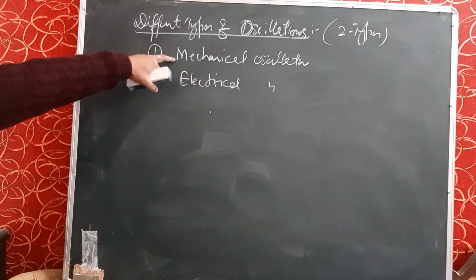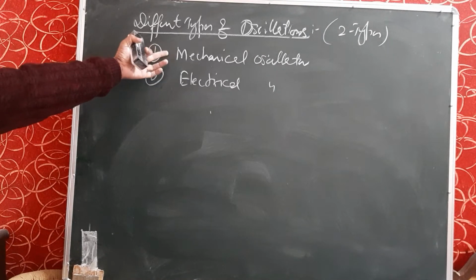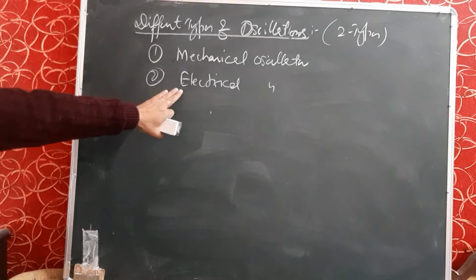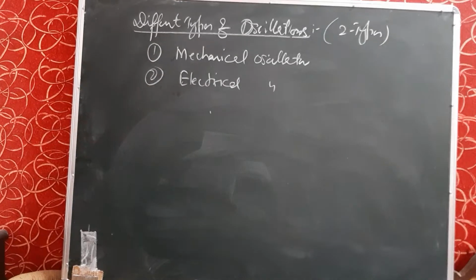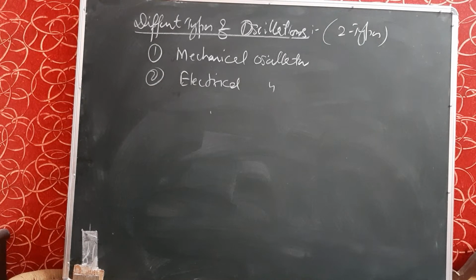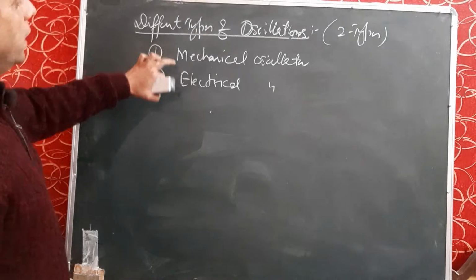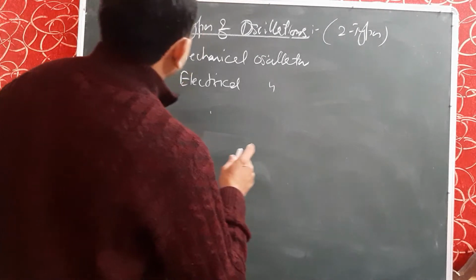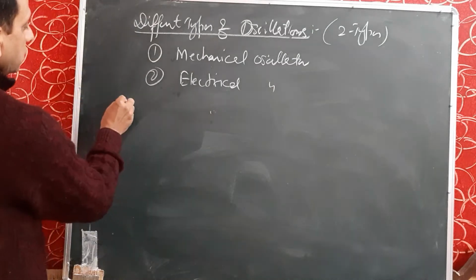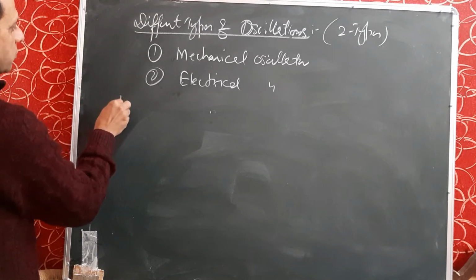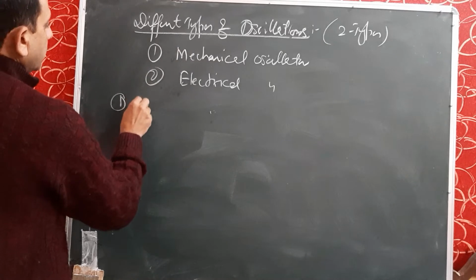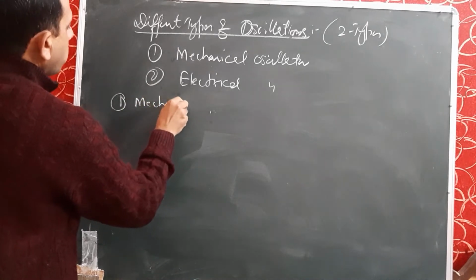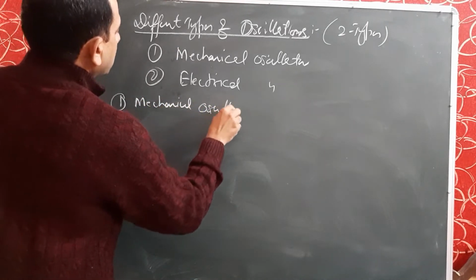So mechanical, in which we apply force or any torque on the system, and in electrical we will give electricity or electric current for the motion of the oscillator. So mechanical and electrical. Further, we will study first of all the mechanical oscillator. So in this chapter, our first part is the mechanical oscillator.